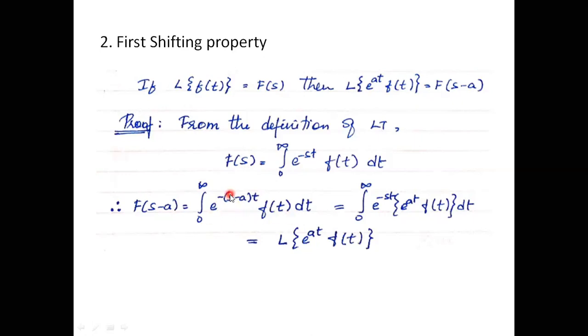E power minus of s minus a into t f of t dt is equal to integral 0 to infinity. I have split this using the law of indices, e power minus st into minus into minus is plus at. So e power at f of t dt. So in place of f of t I am having e power at f of t and the remaining thing the same. So this can be written as Laplace transform of e power at f of t.